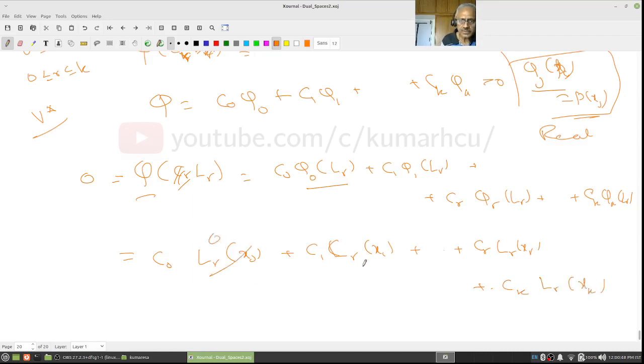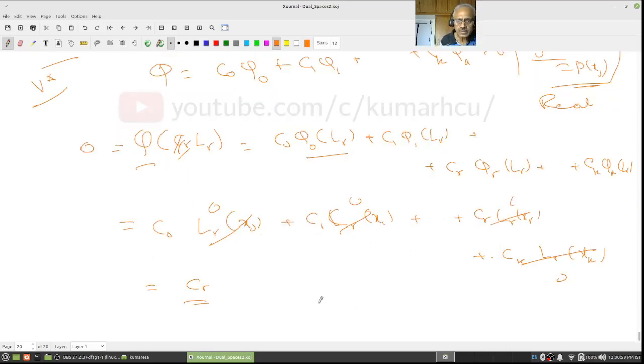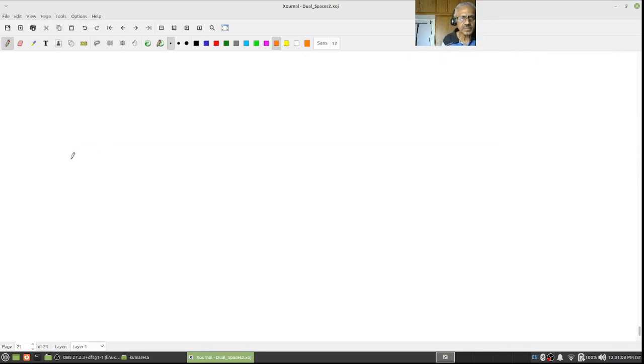But what do I know? These are all 0. This is 1. This is 0. Therefore, I get Cr equal to 0. For which r? Therefore, I have shown this. Let me complete this and stop this lecture after summarizing. In summary: fix x0 to xk distinct real numbers and k less than or equal to n.